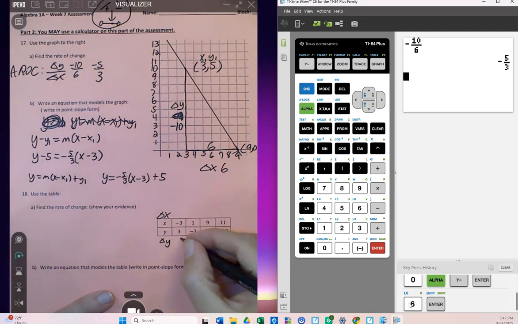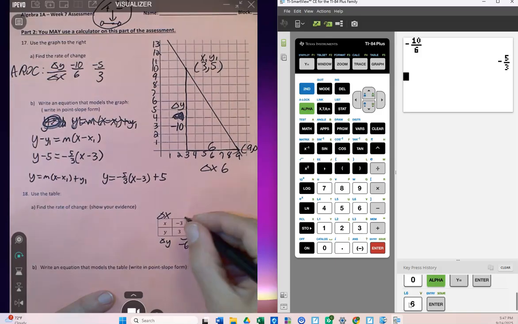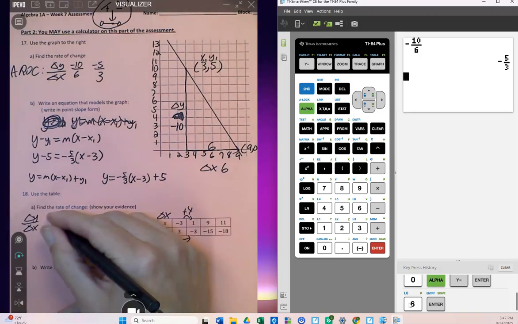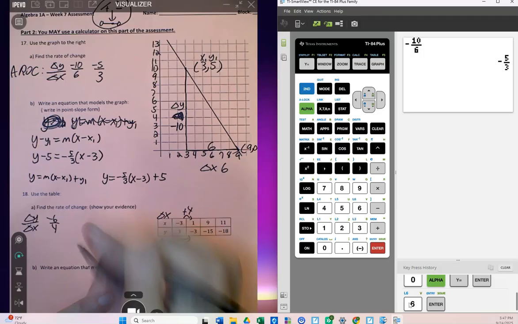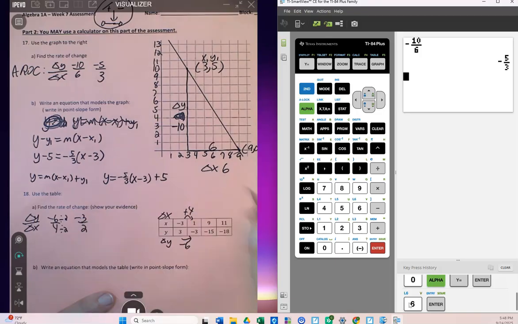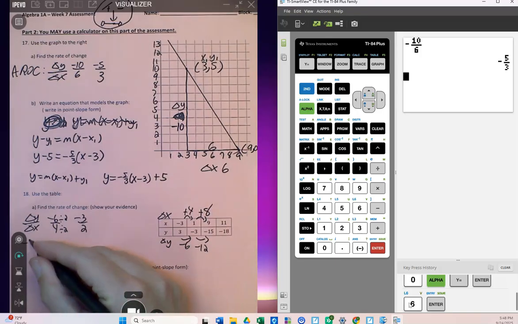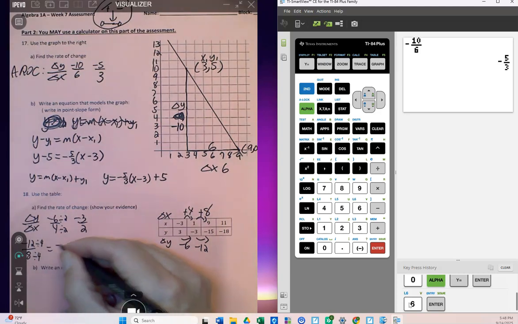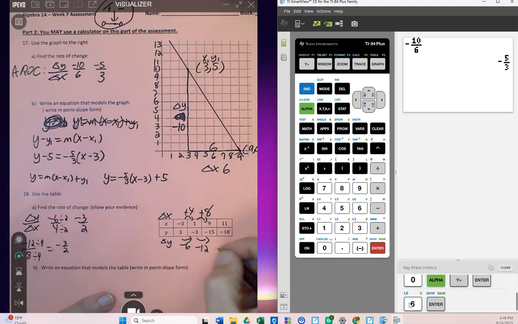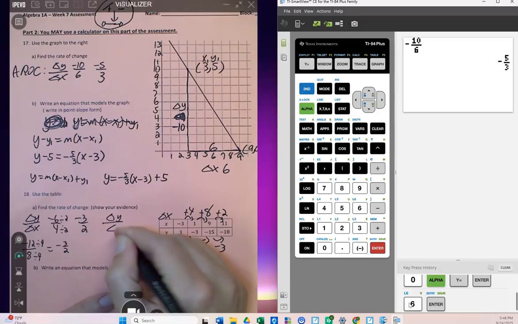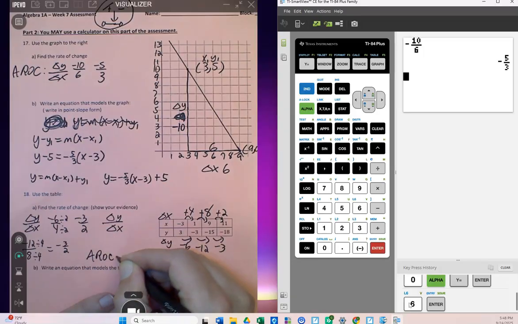Okay, some kids aren't good at seeing the change. That went down 6, up 4. That went down 12, up 8. Negative 3 halves again. Check it one more time. Down 3, up 2. Boom. Negative 3 halves.